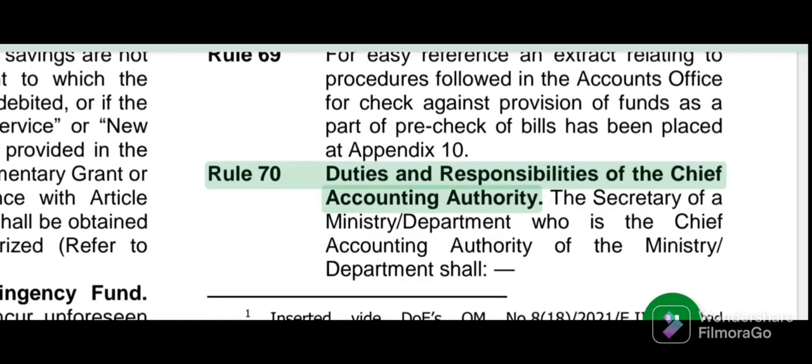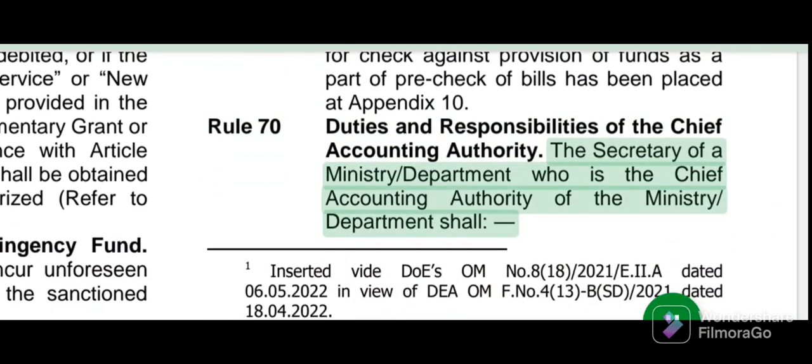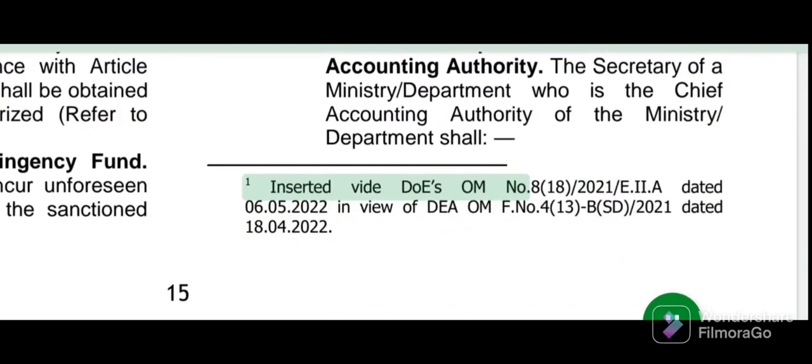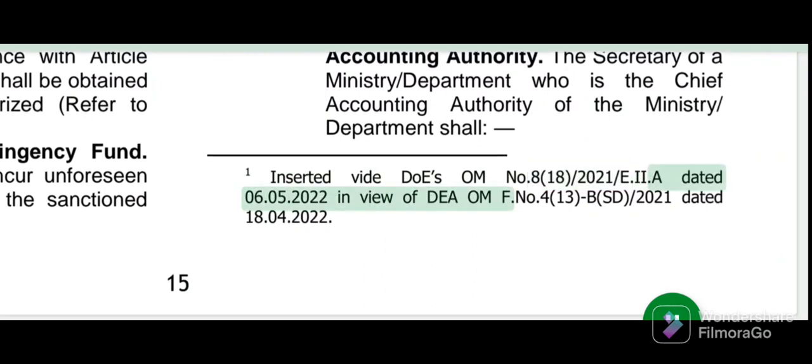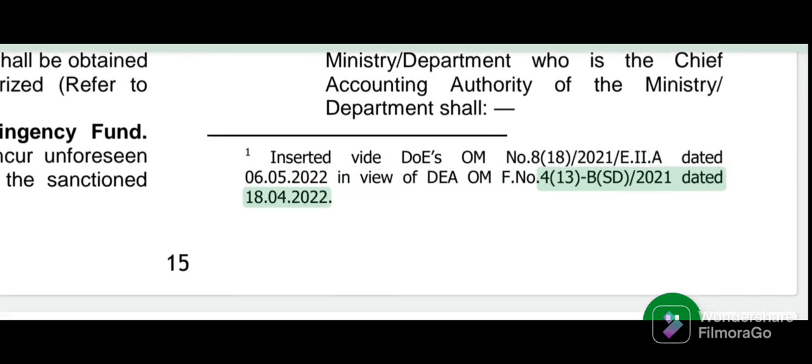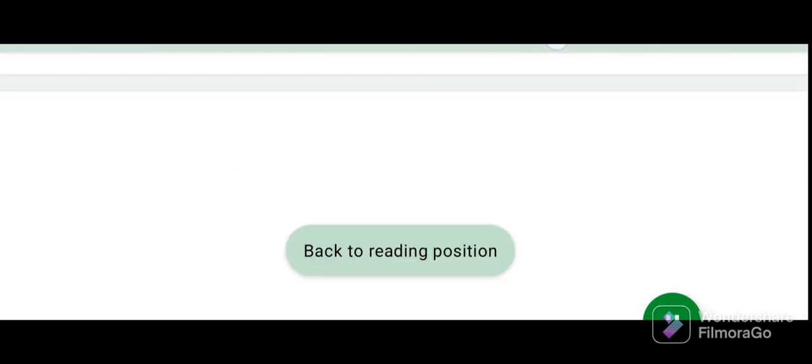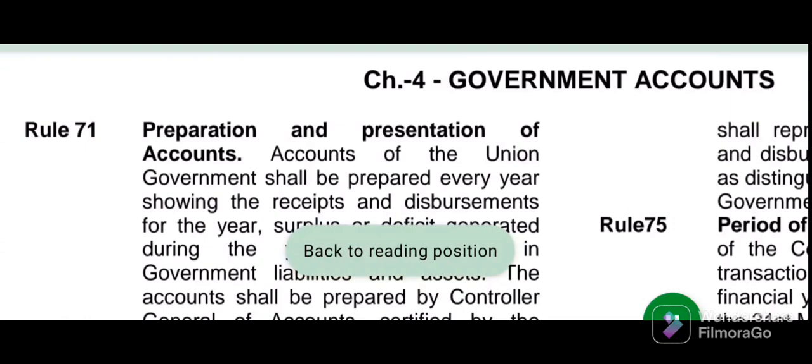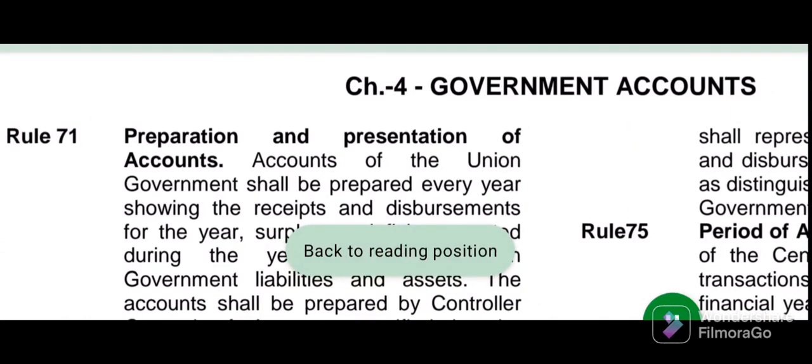Rule 70: Duties and Responsibilities of the Chief Accounting Authority. The Secretary of a Ministry or Department, who is the Chief Accounting Authority of the Ministry or Department, shall: Be responsible and accountable for financial management of his ministry or department.